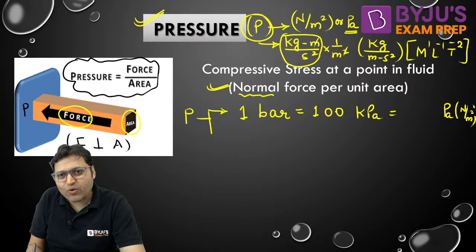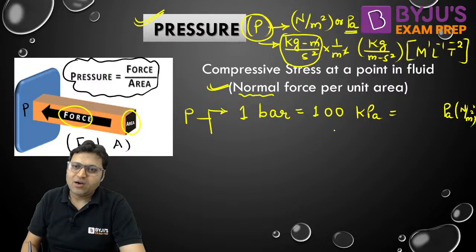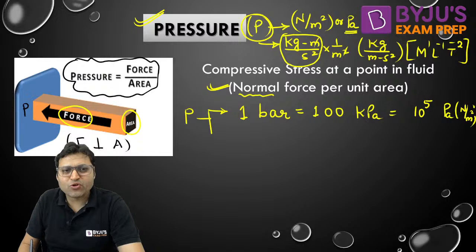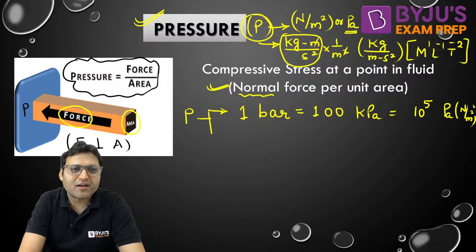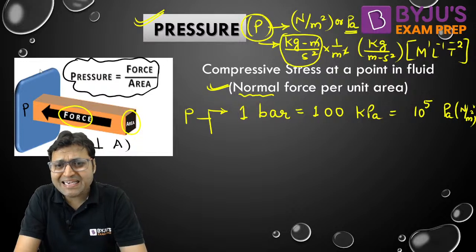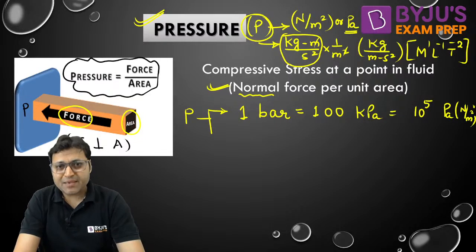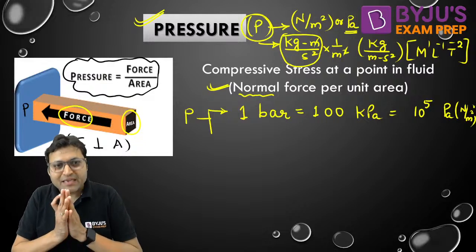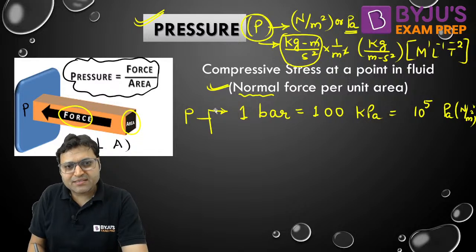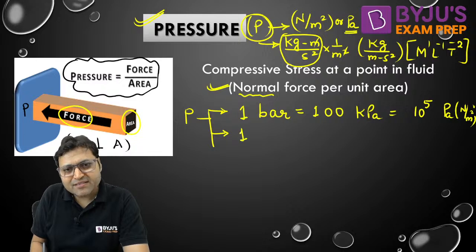1 bar is equal to 100 kilopascal, or it is 10 to the power 5 Pascal or 10 to the power 5 Newton per meter square. These are very, very simple parameters, simple units, but you can get a tough question from the unit conversion as well. The next unit which can be used is kgf per centimeter square.